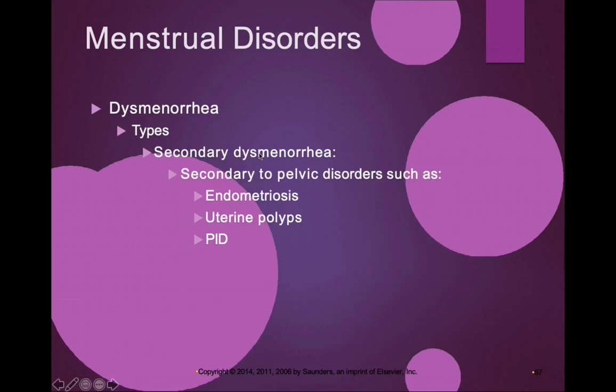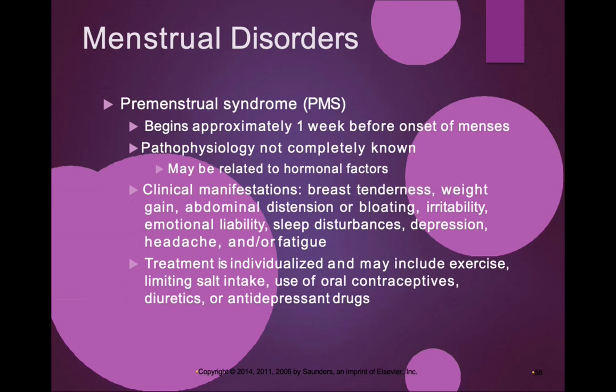The secondary type of dysmenorrhea is caused by different types of pelvic disorders. Endometriosis, which we'll talk about shortly. There are uterine polyps, and PID, which is pelvic inflammatory disease. These are all secondary causes of dysmenorrhea.